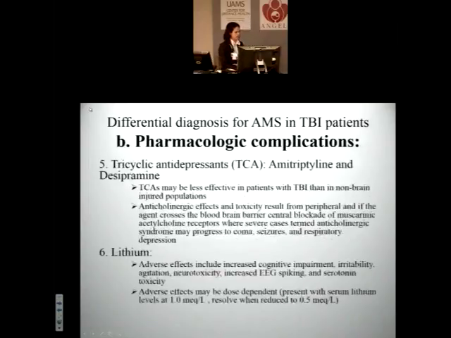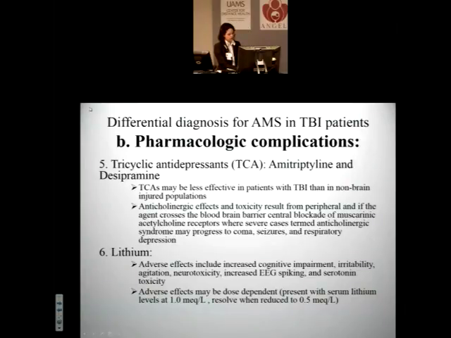The tricyclics is another class of medications that is frequently used in the population. They've been studied independently and have been shown to be less effective in the patients with TBI than in non-brain injured populations. And they do have anticholinergic effects and toxicity. And if these medications, of course, are able to cross the blood-brain barrier, they can cause anticholinergic syndrome, especially in combination with other medications that can cause this. And of course, this has a lot of altered mental status type symptoms.